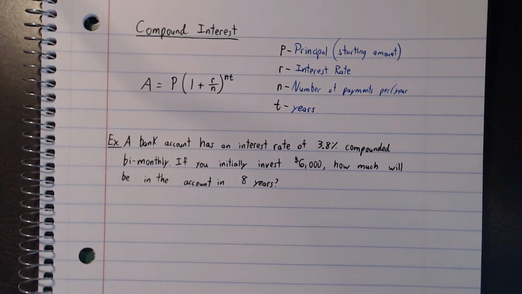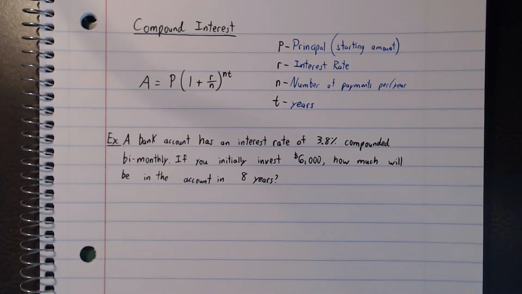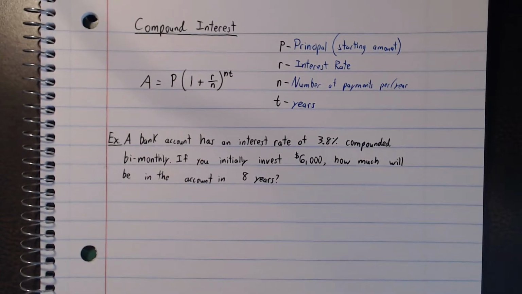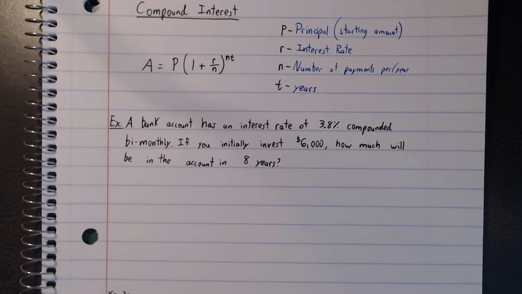They'll usually tell you how many years something is being invested for, especially something like a CD. If you ever invest in a CD at a bank, they'll tell you, this is a 3-year CD. You won't be able to touch it for 3 years. So they're usually very upfront with how much time.